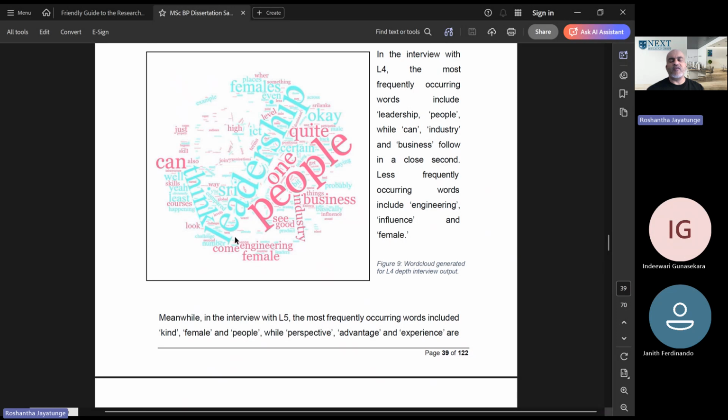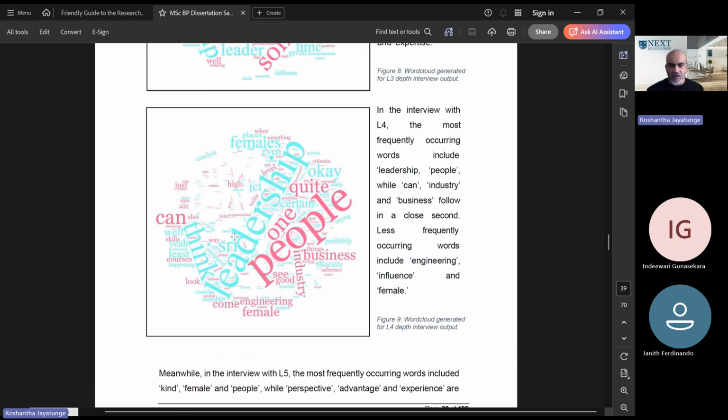What you need to do is take each person's content. That means you have the transcript of every interview you do, the 5 interviews or the 4 interviews that you do. Each one of those you put into a word cloud generator. It'll analyze the content and give you a map like this.